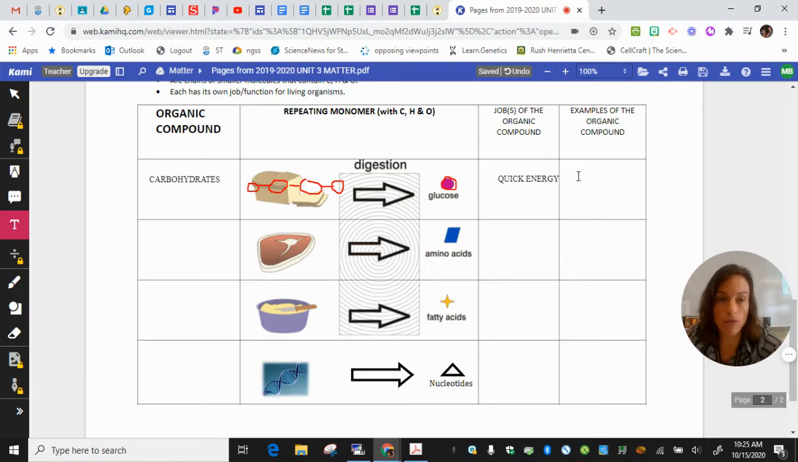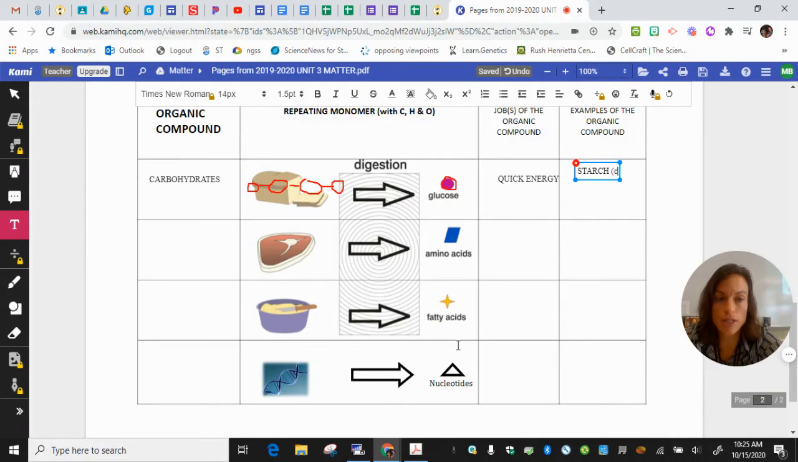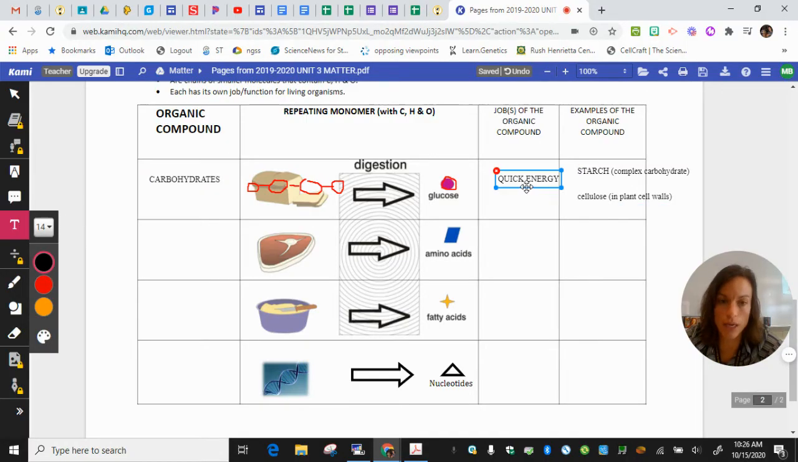Some other examples of organic compound carbohydrate would be starch. And what a starch is, it's a complex carbohydrate. So basically, it's taking this carbohydrate chain and linking it with another chain and another chain and another chain. That's why starchy foods like potatoes feel a little heavier in your stomach. They fill you up a little bit more and they take longer to digest. Okay. Another example of an organic compound would be cellulose, and that's found in plant cell walls. So we don't need to know too much about that. I just want to give you more than one example. Okay, so that's our first organic compound.